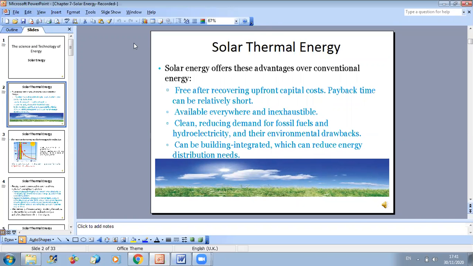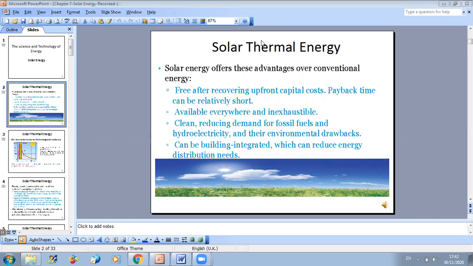We just need to take into account the cost of the system initially. To implement the system, we have a certain initial cost, and we have some maintenance cost with time, but other than this we don't have to pay anything. So this is why the payback time period of solar systems is in general short, okay, which makes solar energy very important and presenting a very high potential.